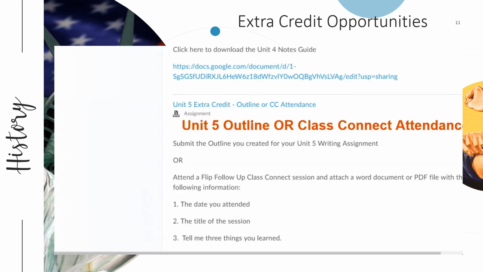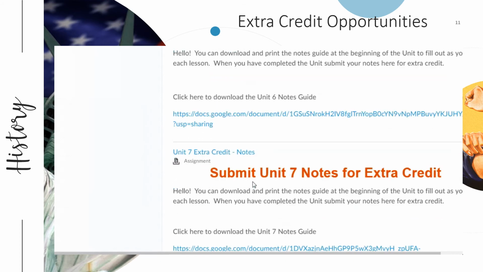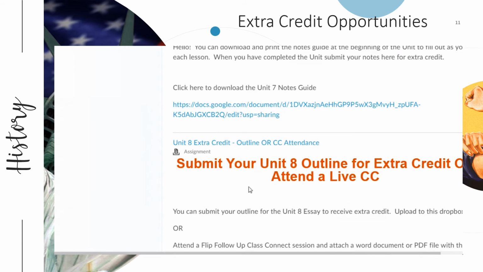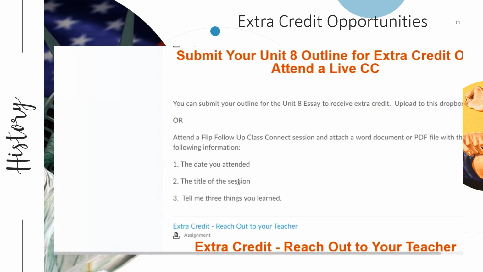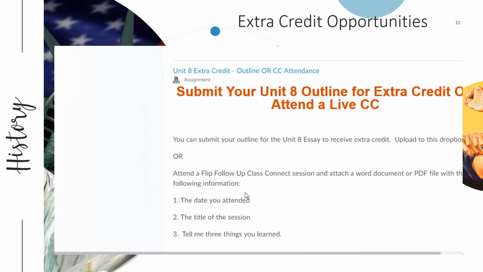So you have notes for most of the units. For Unit 5, that is a writing assignment. So you can submit your outline for extra credit or attend a Class Connect and send me a Word document or a PDF with these 3 things: the date that you attended, the title of the session, and 3 things that you learned. And you have that opportunity again in Unit 8 for the outline or attend a live Class Connect session. And then I will provide you with some additional extra credit opportunities throughout the semester, starting with a welcome email, so you can be on the lookout for that.